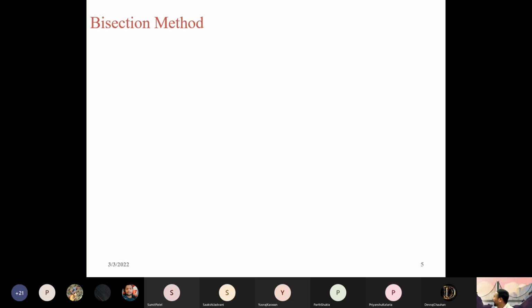What is our background? We have discussed the conditions and statement. Now, the bisection method. What is the meaning of bisection? We have to divide into two equal parts, maybe by length, maybe whatever is the requirement. Okay. Now come up here.